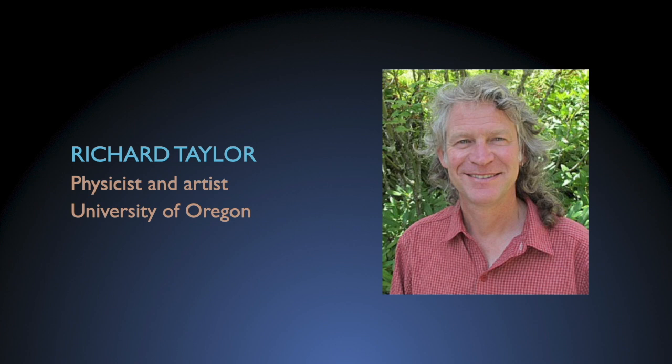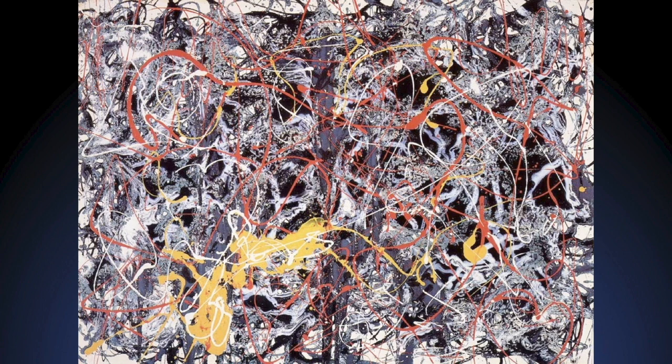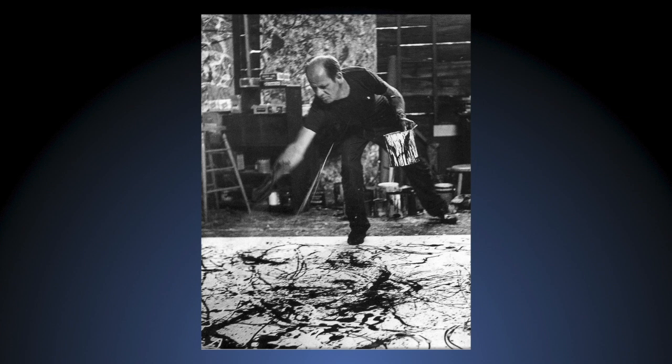In the 1990s, a physicist named Richard Taylor made a detailed analysis, and he showed that the seemingly random streaks of paint were actually fractals, self-similar patterns that recur across multiple scales. So Pollock made these paintings decades before fractals were even known about, so he couldn't have done it consciously.